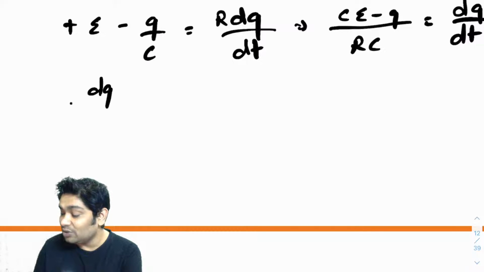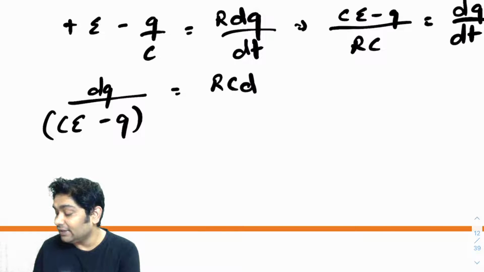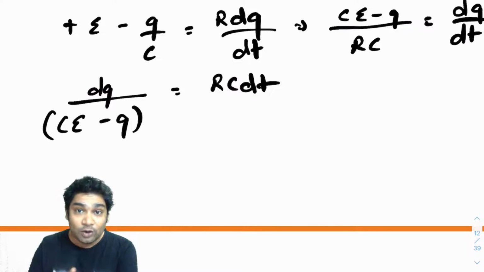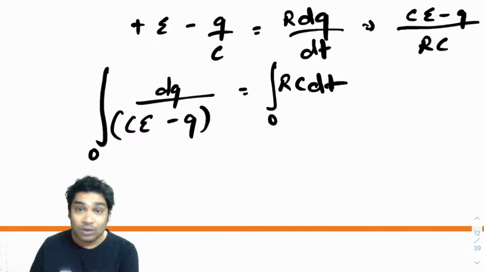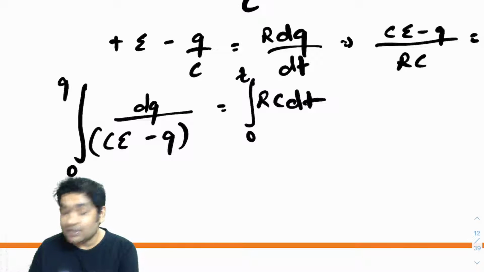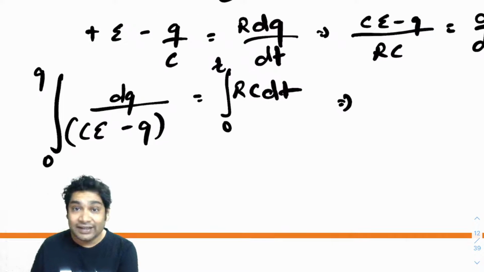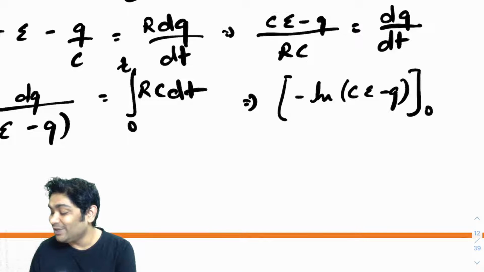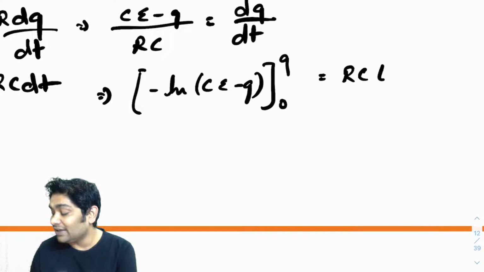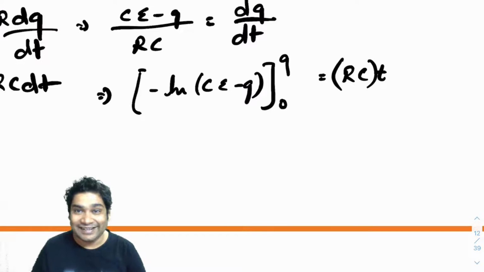We will get dq over CE minus q equals dt over RC. Now all I need is to integrate this, and what I know is that initially at time t equals 0, the charge on the capacitor was 0, and at time t, the charge on the capacitor is q. When I integrate this function within these limits, I am getting minus ln of CE minus q, with limits from 0 to q, equal to t over RC. I hope everybody is following this. This is normal mathematical integration, nothing new about this.